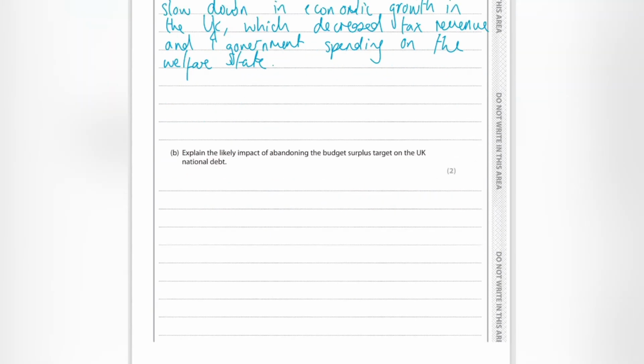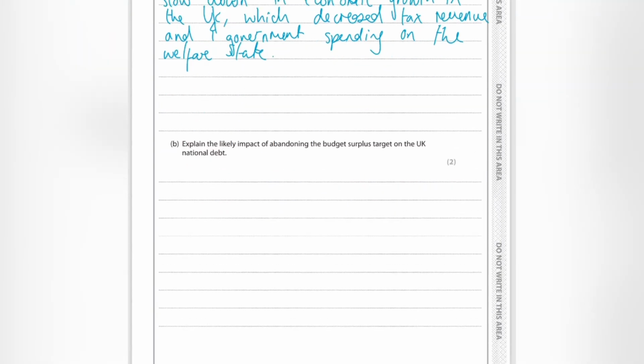Okay, explain the likely impact of abandoning the budget surplus target on the UK national debt. National debt is basically the sum of the measured deficits over time. So if they abandon the budget surplus target, then the size of national debt will increase because they will have a budget deficit each time, which will make the national debt greater in value.